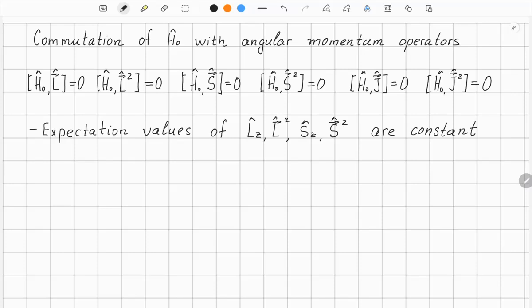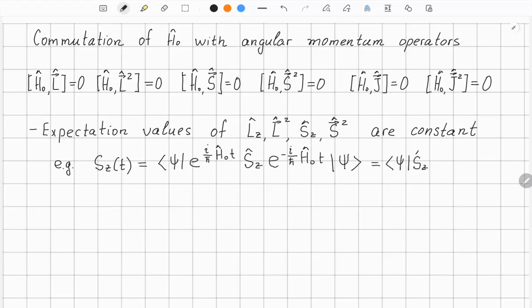As an illustrative example, let us consider Sz. Suppose the atom is initially in a state psi, which evolves over time. According to the rules of quantum mechanics, the expectation value of Sz is given by the following expression. This formula shows that the Sz expectation value remains constant as long as H0 commutes with Sz.